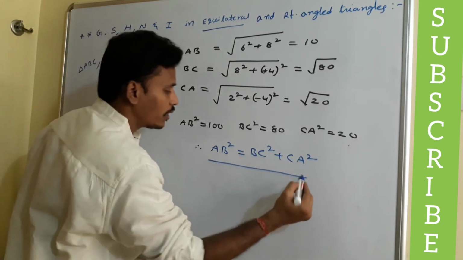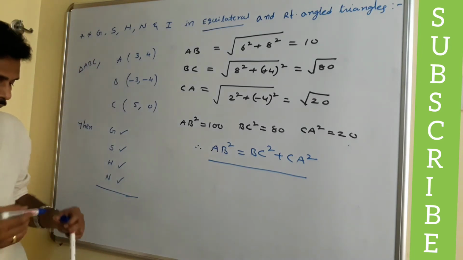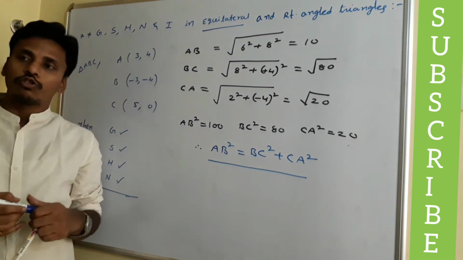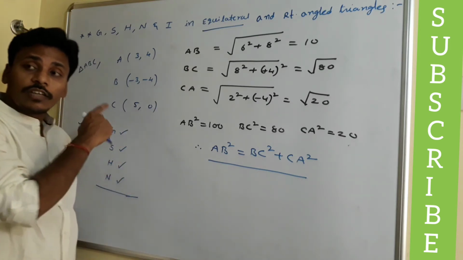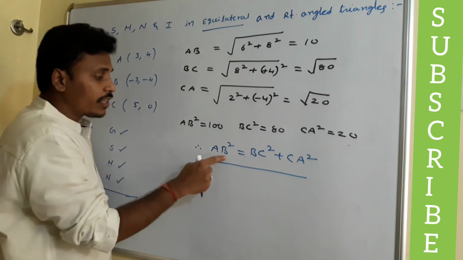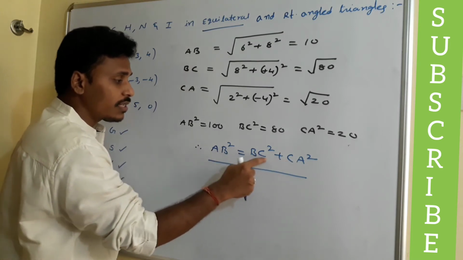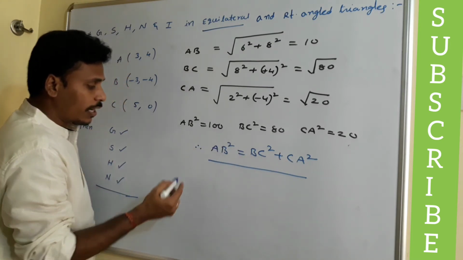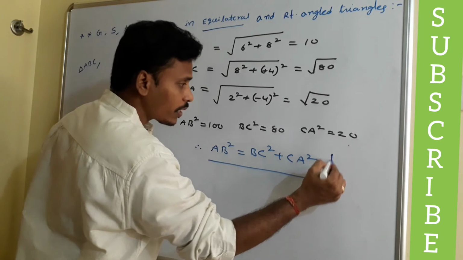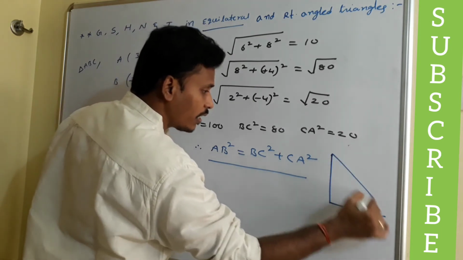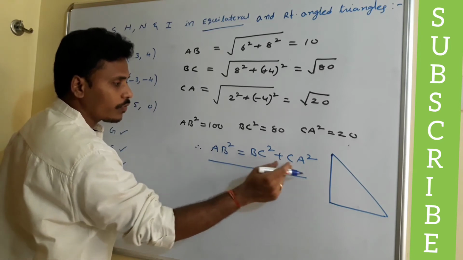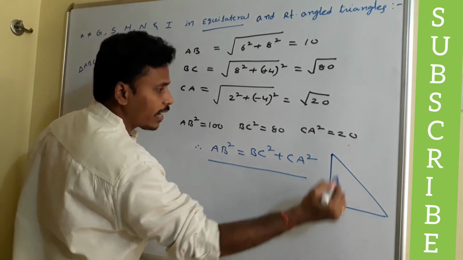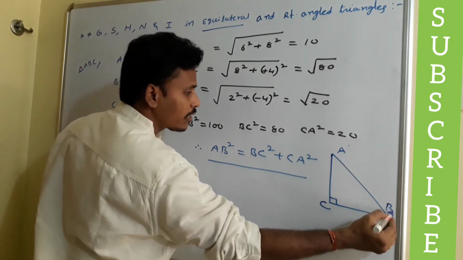With the given three vertices A, B and C, I have a relation that AB square is equals to BC square plus CA square. That in turn represents that these three vertices are forming a right angle triangle with AB as the hypotenuse and this C as the right angle vertex. That means if you form a triangle with these three vertices, since it is BC square plus CA square, C is the common vertex for these two. This is the C right angle vertex and this is A and that is B.